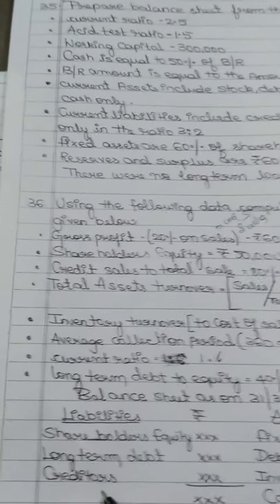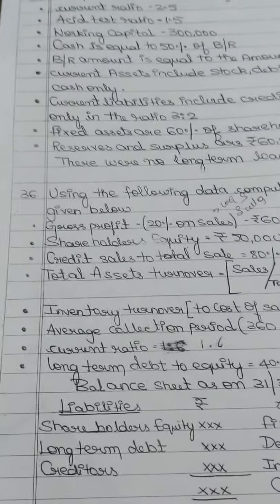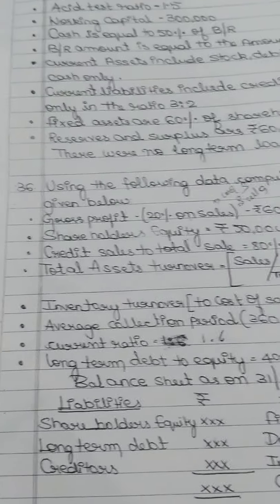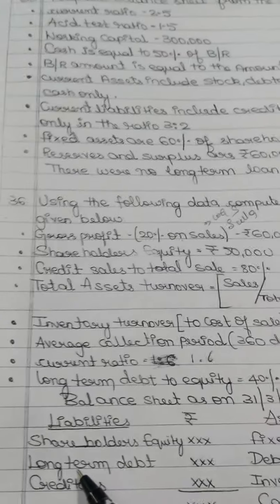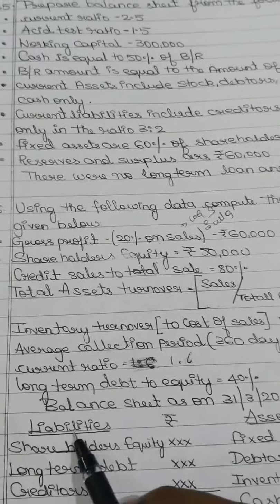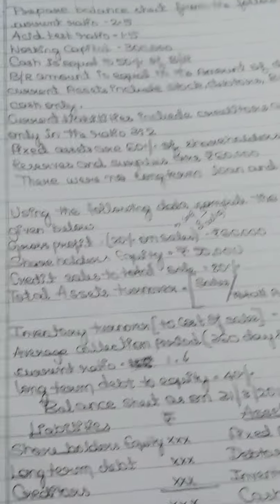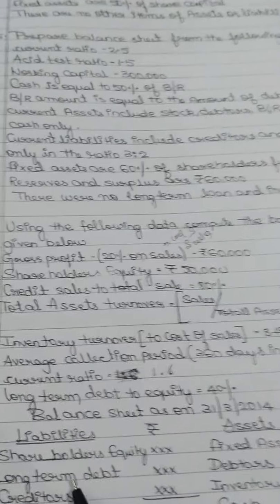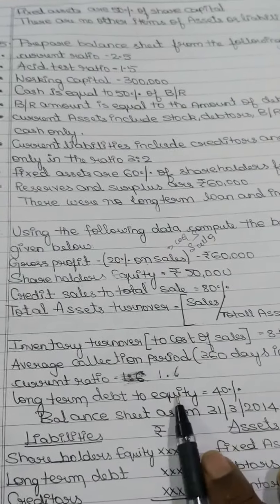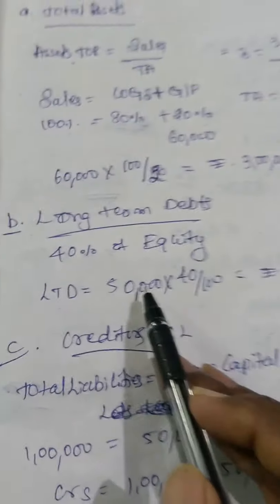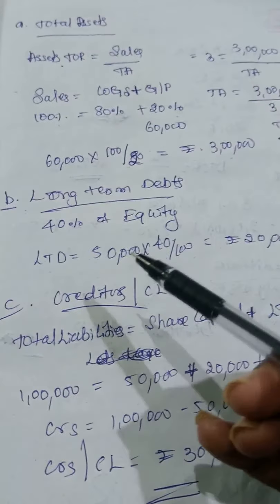But for finding creditors we need total current liabilities. Okay, we don't know that, right? But we have long term debt and shareholders' equity. With the help of this we can find out the creditors or current liabilities. Now I am finding long term debt, that is 40% of equity. So equity is 50, 50 into 40% will get 20, that is 20,000 is long term debt.